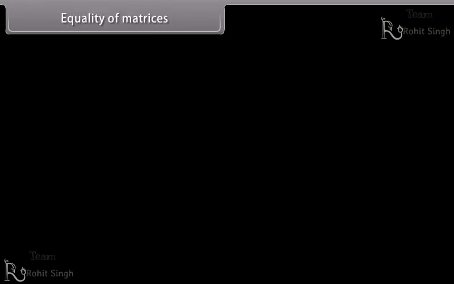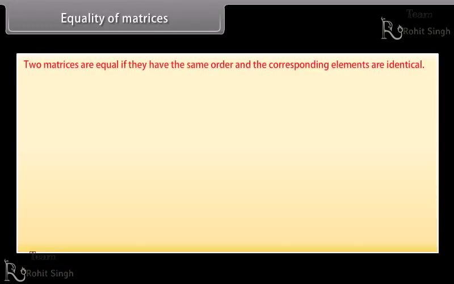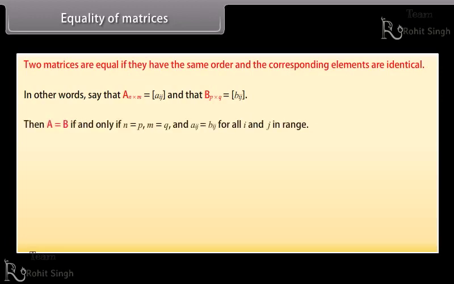Equality of matrices. Two matrices are equal if they have the same order and the corresponding elements are identical. In other words, say that A n by m is equal to A ij and that B p by q is equal to B ij, then A is equal to B if and only if n is equal to p, m is equal to q and Aij is equal to Bij for all i and j in range.